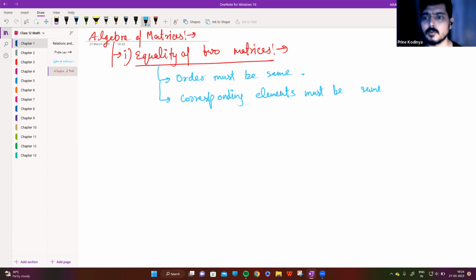Both should look exactly alike, only then can we say two matrices are equal, right? This is very easy to understand. So I'm just going to write this in mathematical terms. If you are saying two matrices are equal, let's say the first matrix is Aij, n cross n. Then the second matrix will be Bij. Can you tell me the order of B?